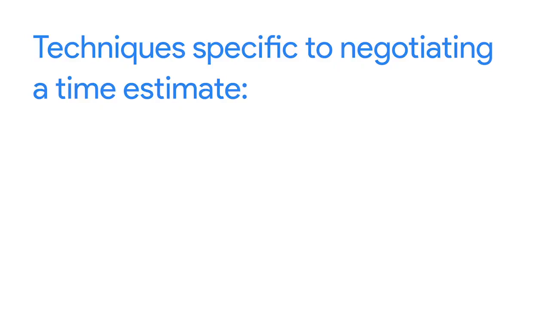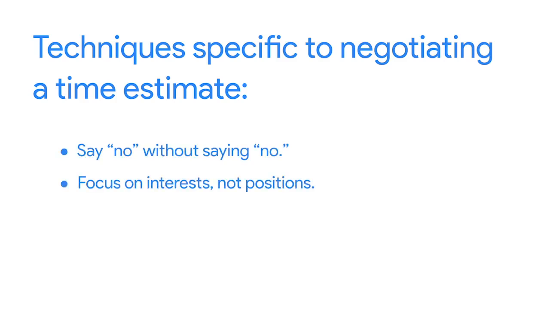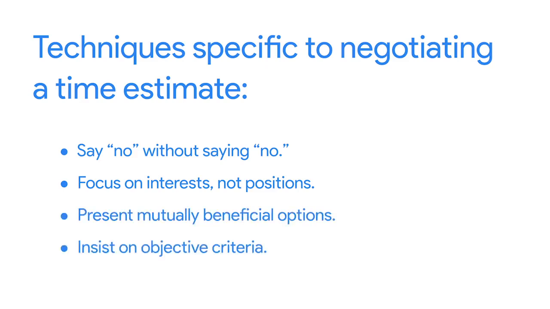Okay, let's review what we've covered. There are many scenarios where negotiation skills for a time estimate might be critical to the success of the project. A few techniques that are specific to negotiating a time estimate are: say no without saying no, focus on interests, not positions, present mutually beneficial options, and insist on objective criteria. Great. Now you have a few new negotiation techniques for your project management toolbox. In the next activity, you'll apply what you've learned to time estimate negotiations for the tablet rollout project.